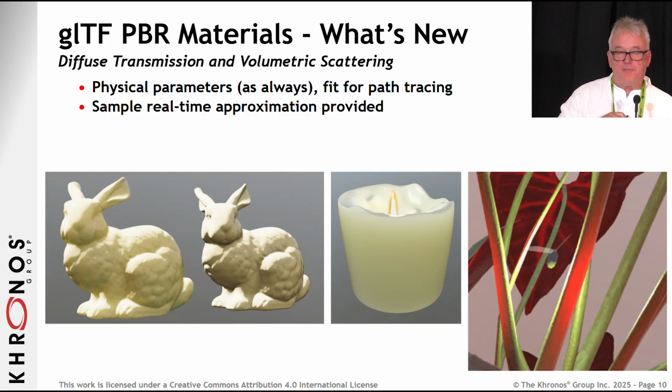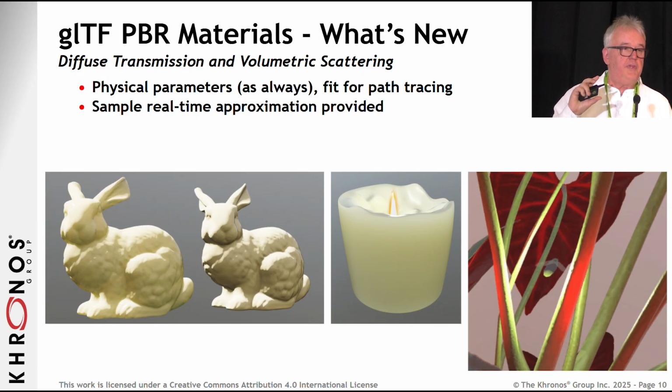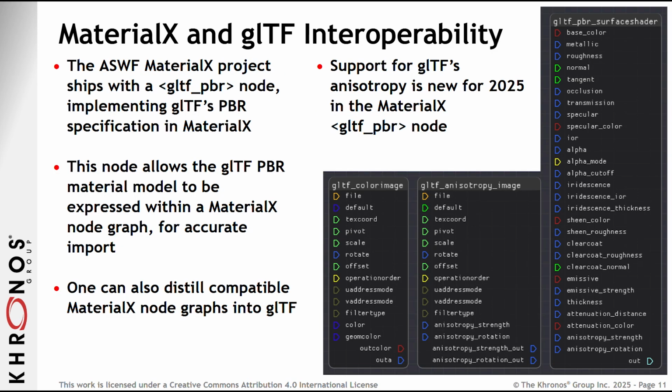Diffuse transmission is when you hit a volume boundary, you can modulate the light. Volumetric scattering is where you have a volume with tangible thickness. The light will be diffused, so you can get another wave of physical effects for your lighting models. And on MaterialX and glTF interoperability, we can now represent the glTF PBR model as a MaterialX graph, and we're looking to have even closer cooperation between the glTF PBR model and MaterialX as we go forward.